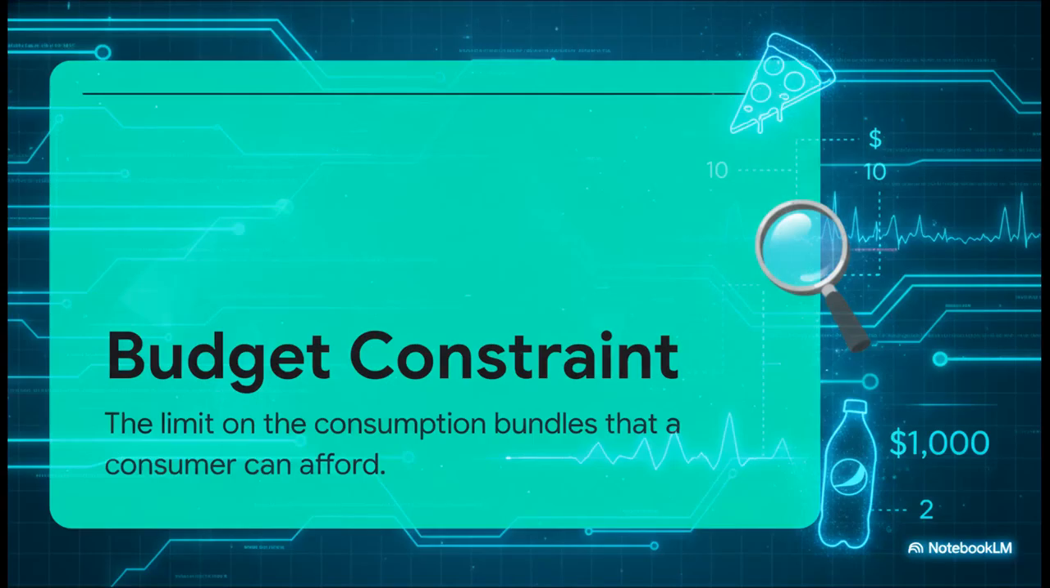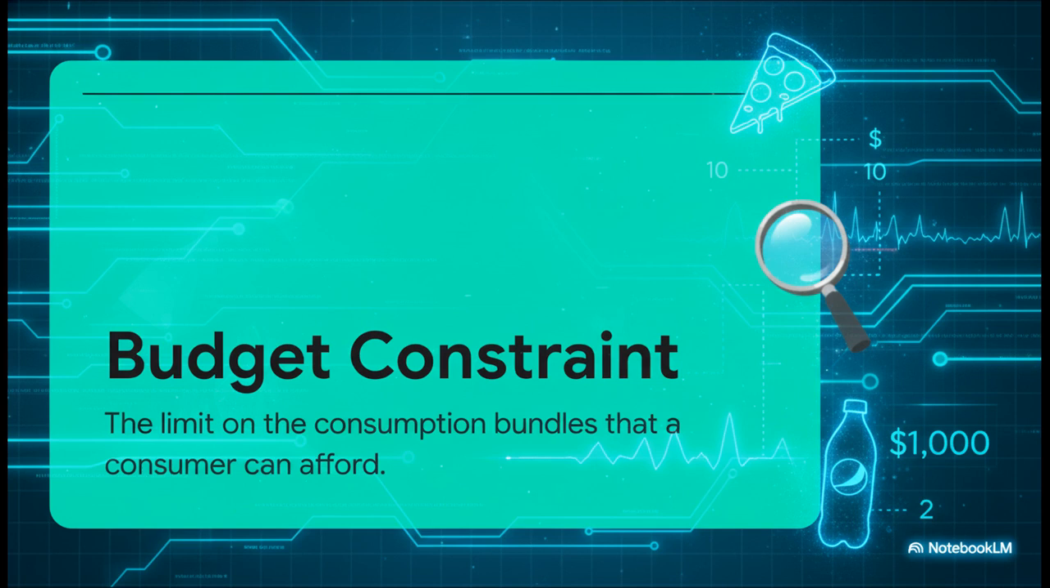All right, Section 1: Limits, the budget constraint. Let's transition right into the very first input of our operating system, the hard limits. This is the unyielding financial boundary of our holographic interface. You just can't spend what you don't have, right? And this brings us to the budget constraint. By definition, this is the limit on the consumption bundles that a consumer can afford based on their income.